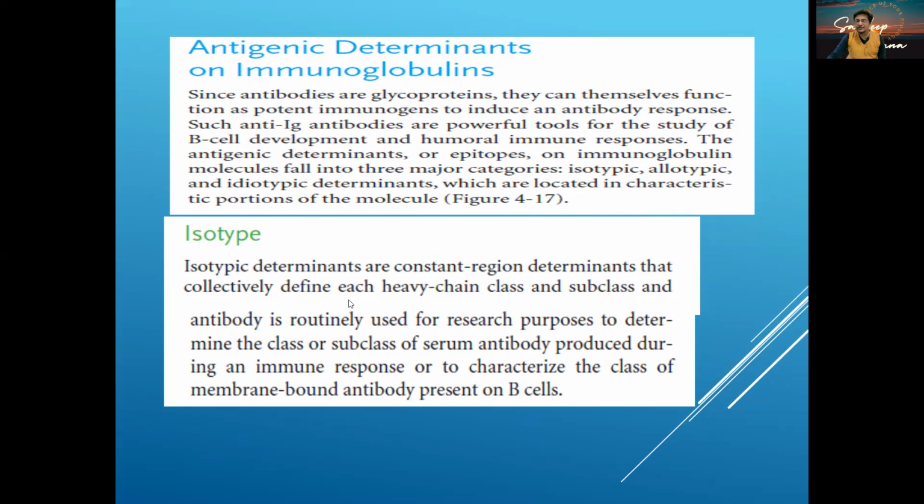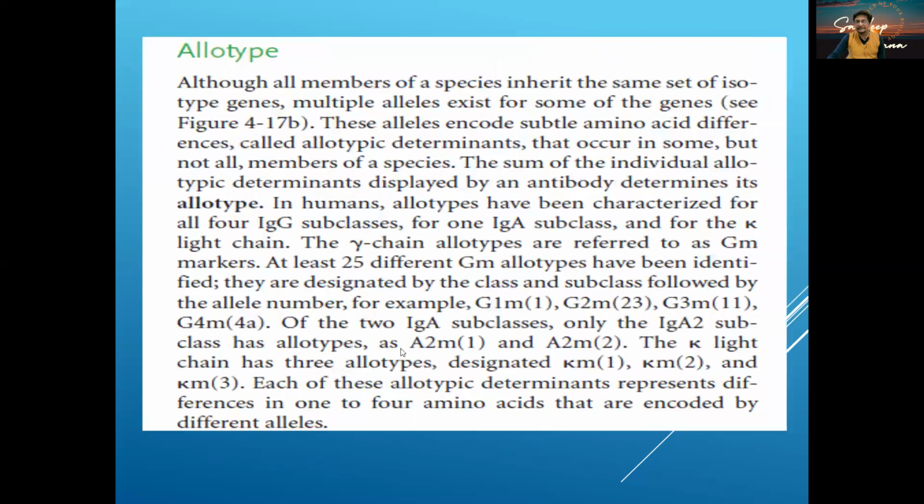Isotypic determinants, or constant regions, collectively define each heavy chain class and subclass, and antibodies are routinely used for research purposes to determine the class or subclass of the serum. Then we have the allotype. Although all members of a species inherit the same set of isotype genes, multiple alleles exist for the same gene, and these vary in the allotype.